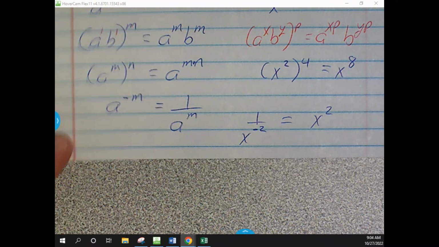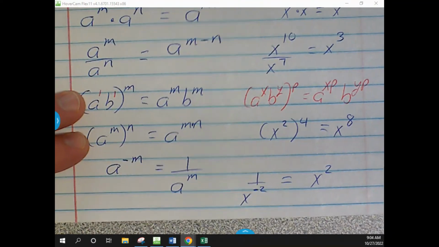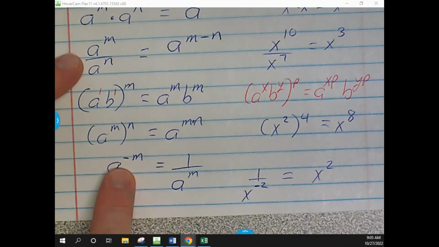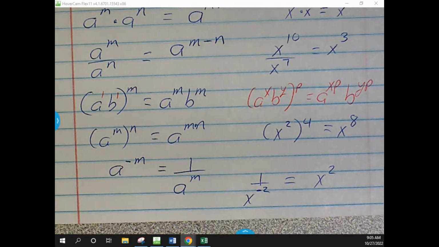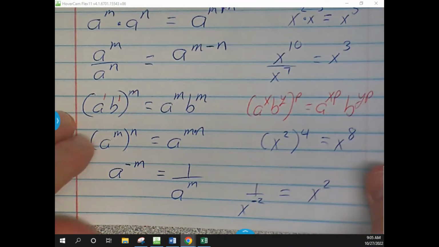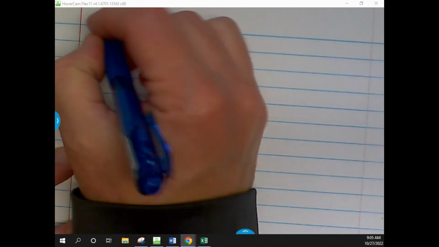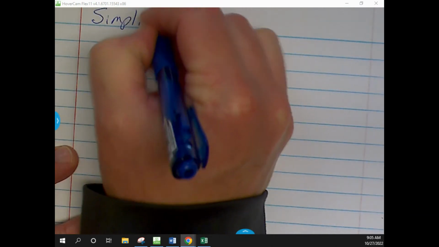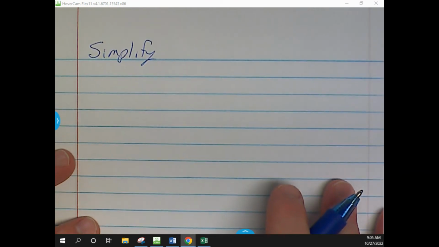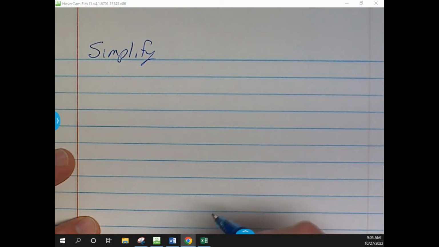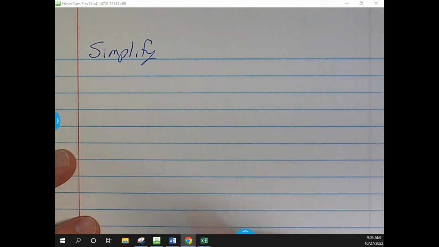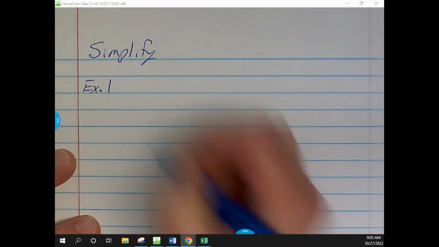Okay, so there's our 5 properties. And again, these two are basically the same. They're just extensions of each other. And these two kind of sort of go together, but not really. They're kind of different with it. All right, so then they're going to ask you, all right, use your properties to simplify. And sometimes they'll just say simplify. Sometimes they'll say use your exponent properties to simplify. So it just depends on how they word this thing.